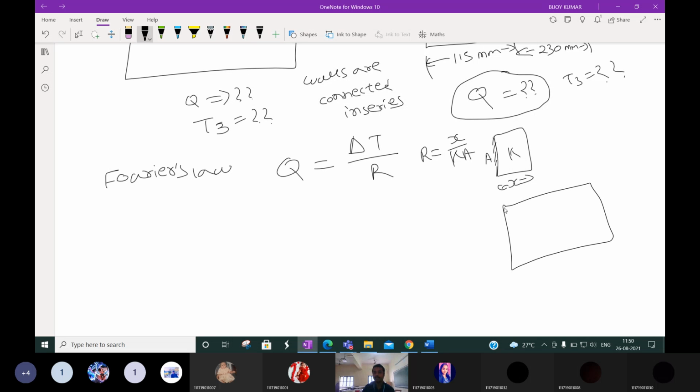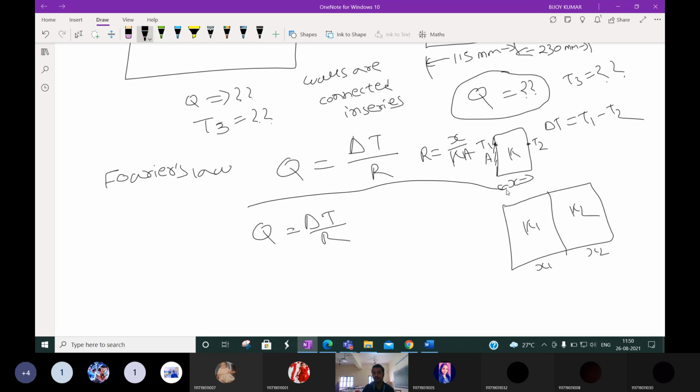If some composite wall is there, composite wall means suppose K1 and K2, two walls are there. X1 and X2 are the respective thicknesses. Then what will be the rate of heat transfer? It will also be the same, like delta T by R. Here, what is delta T? Suppose this is T1, this is T2, then delta T is T1 minus T2, the overall temperature difference. That means the temperature difference at both sides of the wall.